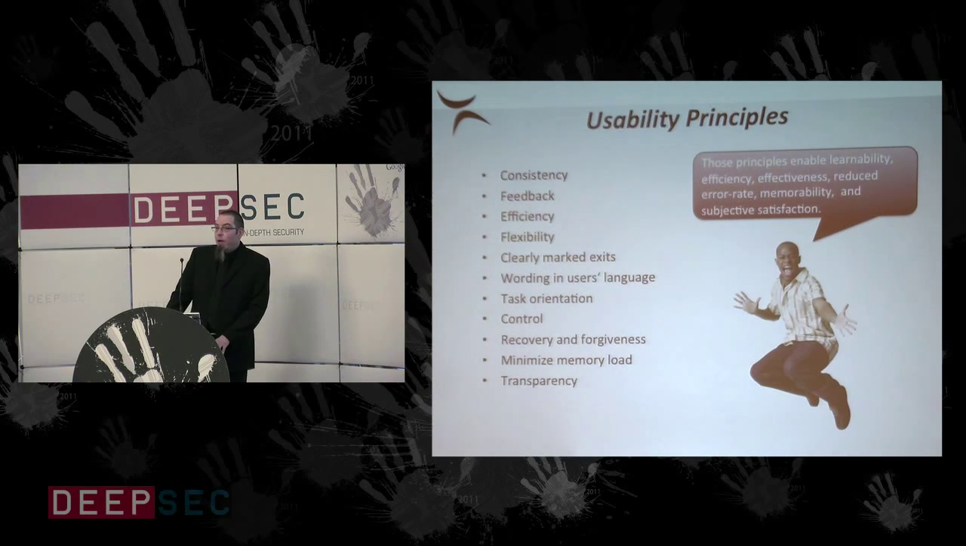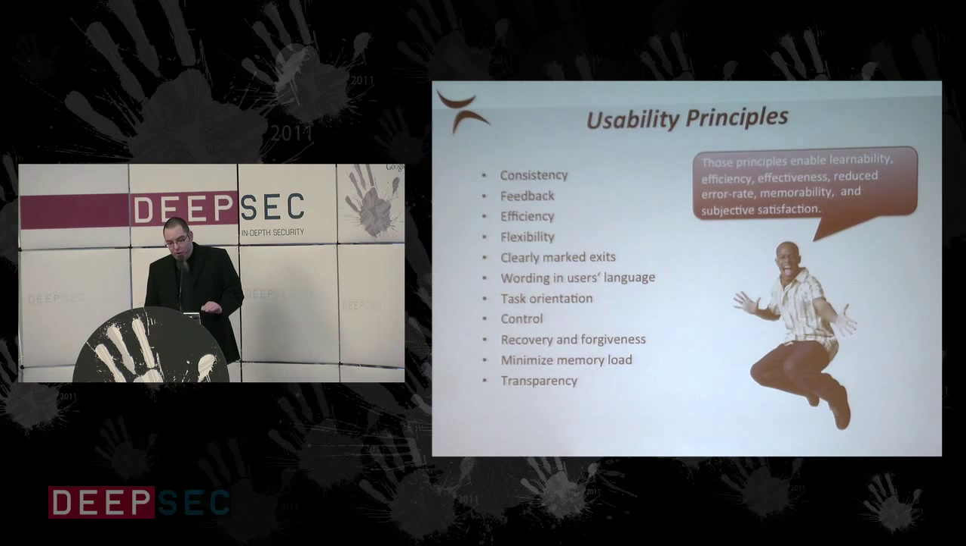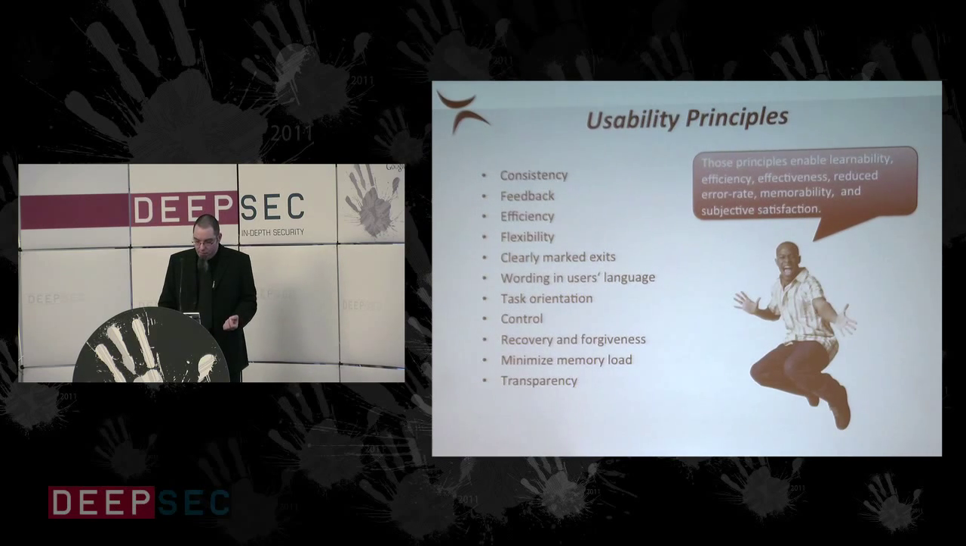Another principle where I would, very similarly to wording in user's language, keep a focus on when designing IT security systems is transparency. The problem here is that the users have to make security decisions. And in the best way, these are informed security decisions. So the system has to be transparent in a way that users have a chance to recognize which decision they should take.